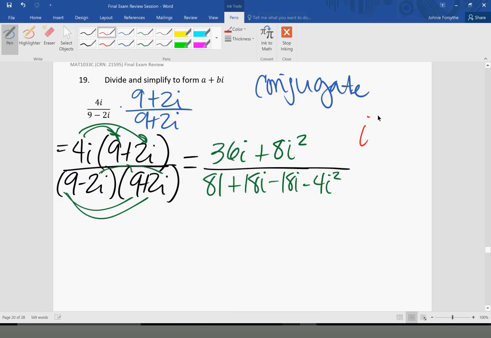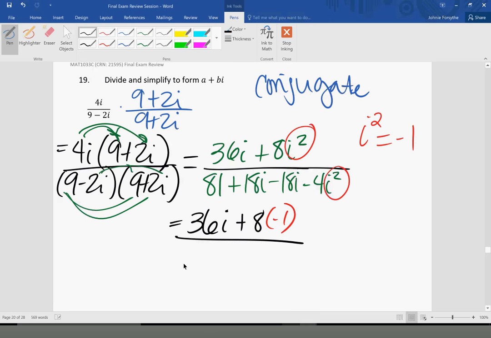Now it's super important here. i squared equals negative 1. So that's something that we learned when we were talking about complex numbers. Whatever you see as i squared, you want to immediately switch it out for negative 1. So here and here, I'm going to change that to a negative 1. All right? So this is actually going to be 36i plus 8 times negative 1 over 81.